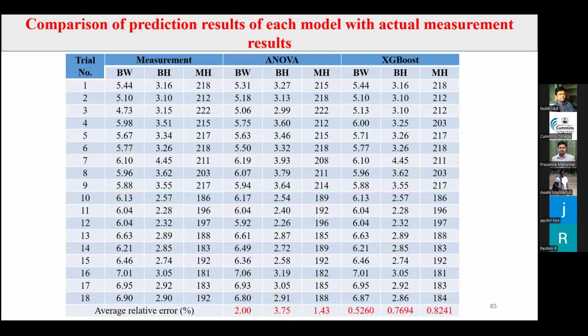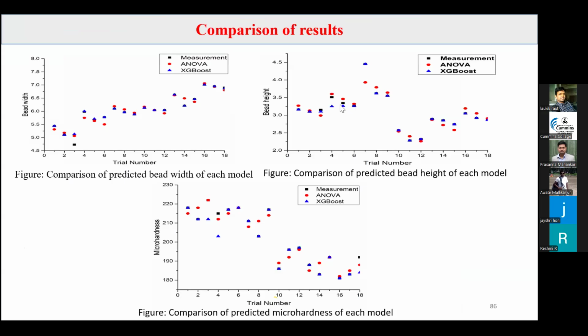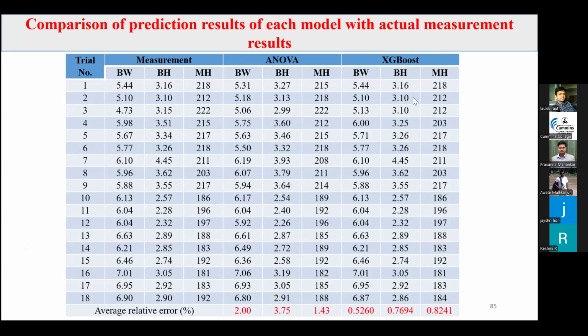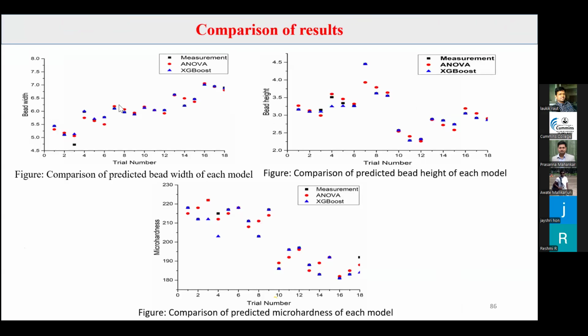For bead height, it is 0.7694%, and it is 3.75% for ANOVA. And for micro hardness, it was 1.43% with ANOVA, and with XGBoost it is 0.8241%. So this is quite accurate as compared to ANOVA, because here we are training that model again and again, and I think that is one of the reasons. So again, I have plotted and made the comparison between actual values, ANOVA values, and XGBoost values.